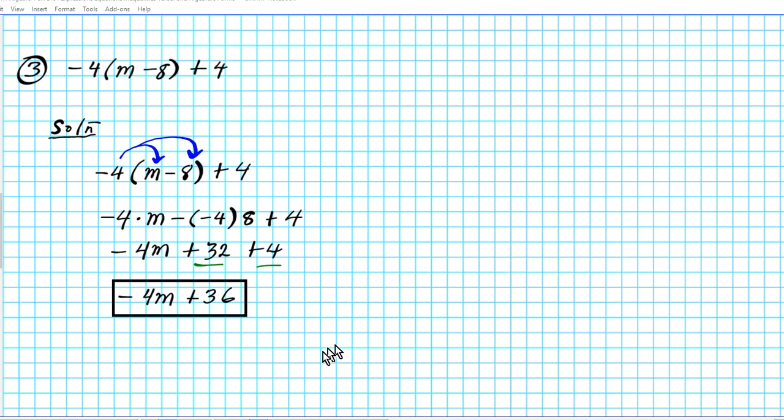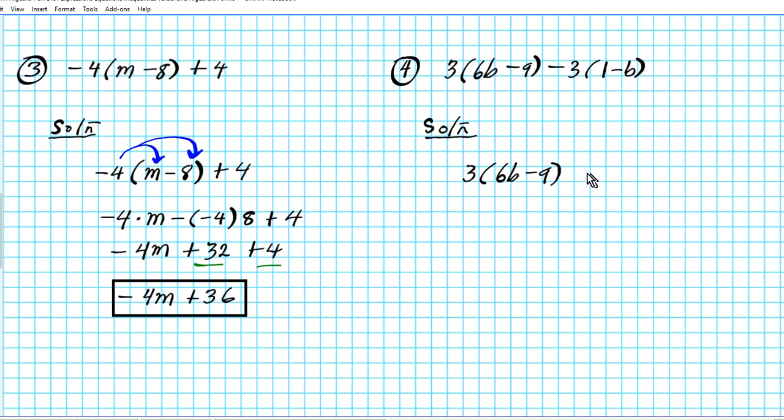Alright, let's take a look at another example, the last one, question 4. What if we have 3 times the quantity 6b minus 9 minus 3 times the quantity 1 minus b? Alright, let's take a look at what the simplified form of this expression looks like. 3 times 6b minus 9 minus 3 times 1 minus b.